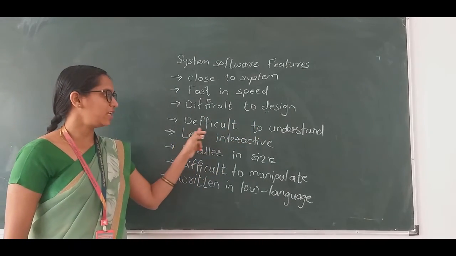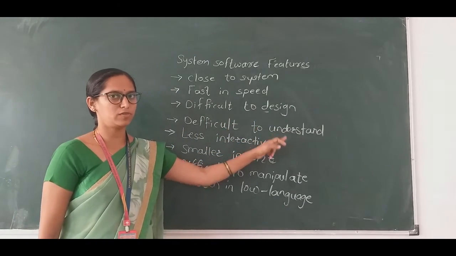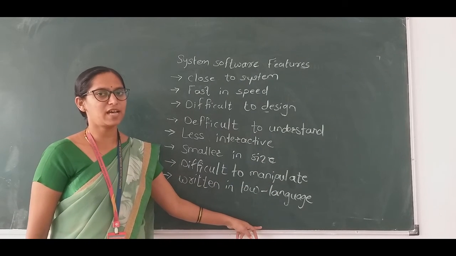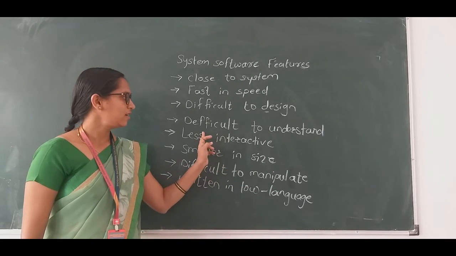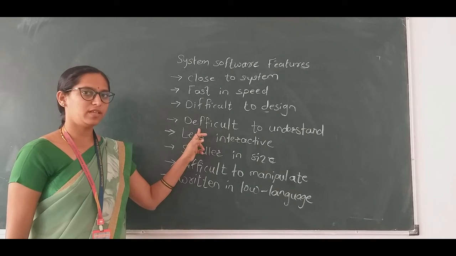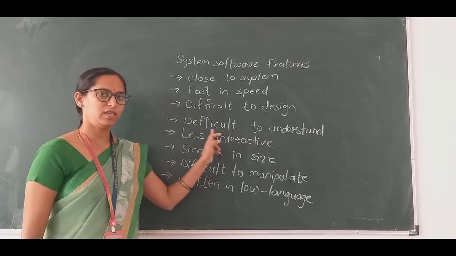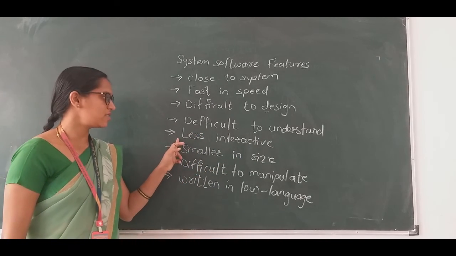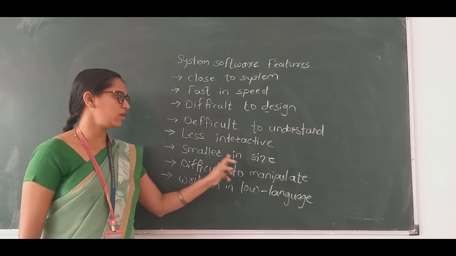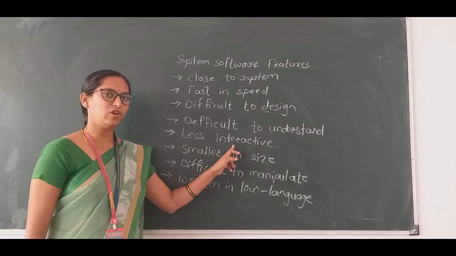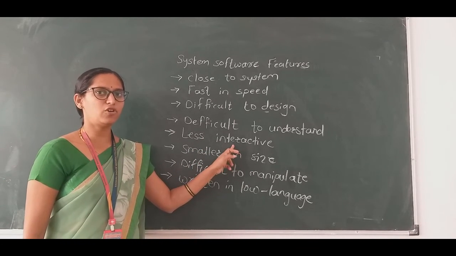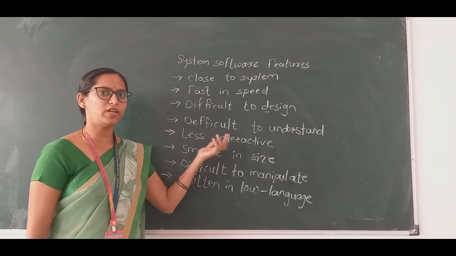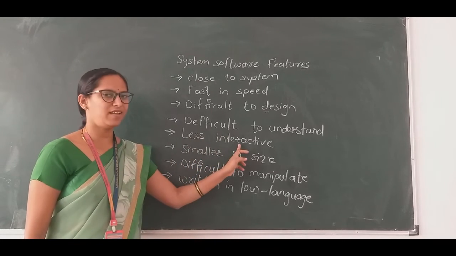Next is difficult to understand. Why? Because of the low level language, it is hard to understand. That's why that feature shows it's hard to understand. Okay, next is less interactive, small in size. Why less interactive? Because system software is not for the users, that's why users do not interact with it. That's why we say less interactive.